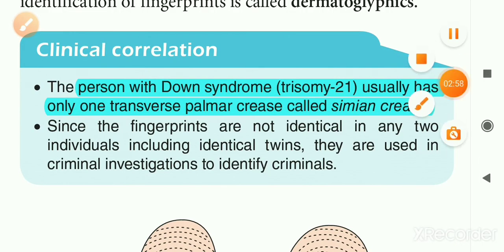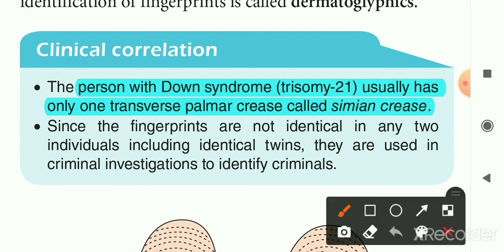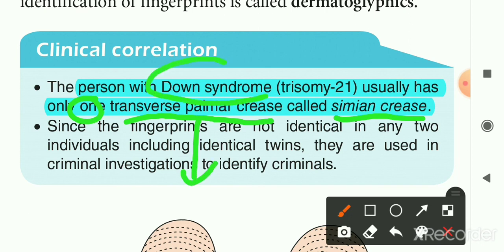Now let's see a clinical condition called Down syndrome. You will find this kind of patient in the pediatrics ward or when you go into the medicine ward. A Down syndrome patient can be identified in childhood by seeing the palmar creases. A person who has a single, only one, transverse palmar crease, called a simian crease, definitely has Down syndrome. That means the patient of Down syndrome has a single transverse palmar crease on the hand. That is called a simian crease.